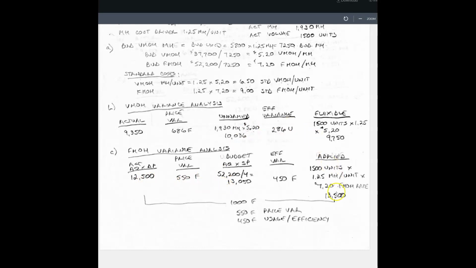So now let's look at what we applied. We would have had 1,500 actual units. That's what we'd use. Our standard rate is 1.25 machine hours per unit times $7.20. That was our fixed manufacturing overhead rate. So that gives us 13,500. Now let's see, we applied 13,500 and the budget was 13,050, so that would give us a $450 favorable variance. Okay? And that's it.